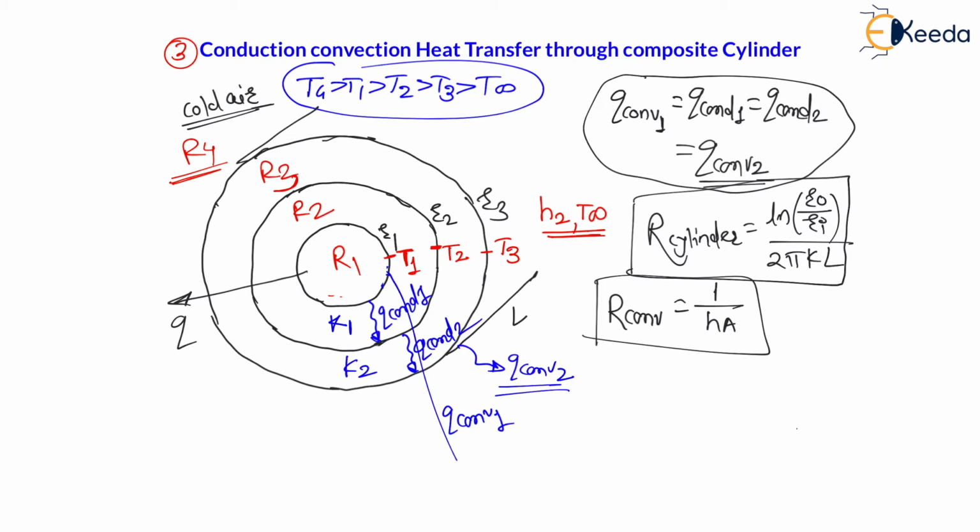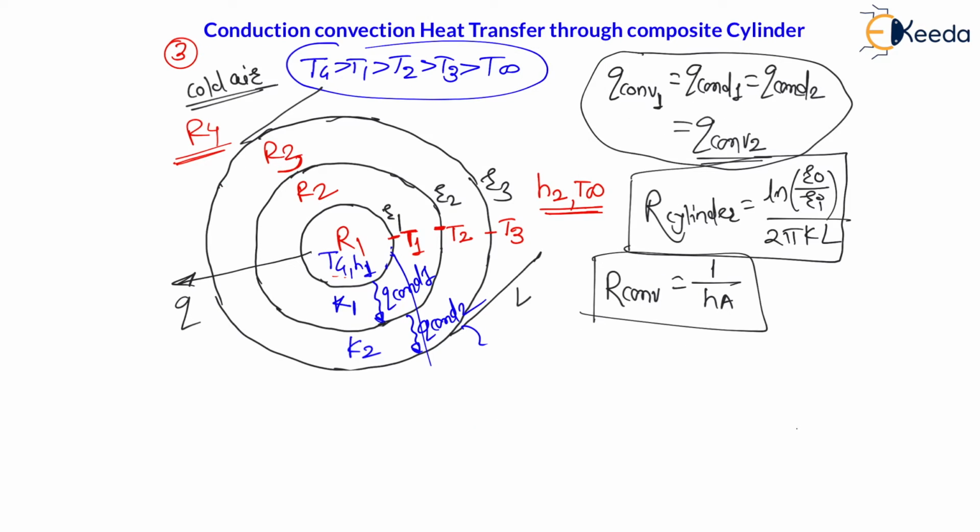Let us draw the circuit. In the circuit there will be four resistors, R1, R2, R3 and R4. Whenever the temperature is Tg, that is the innermost temperature of the hot gas, between Tg and T1 there will be R1. This R1 is nothing but the convection resistance, 1 upon HA. Therefore it will be equal to 1 upon H1 A1.